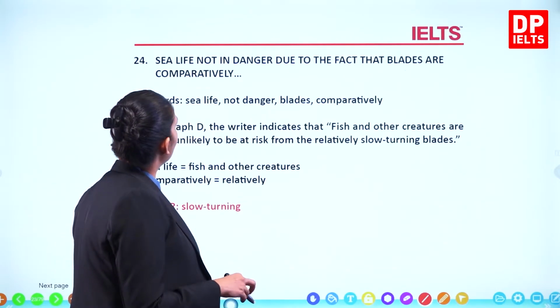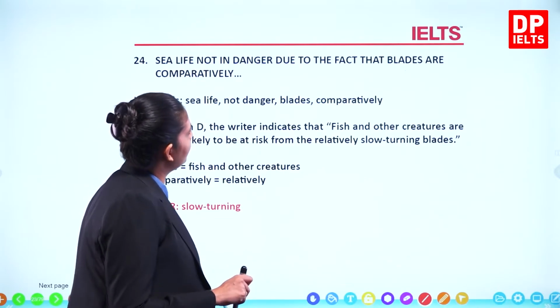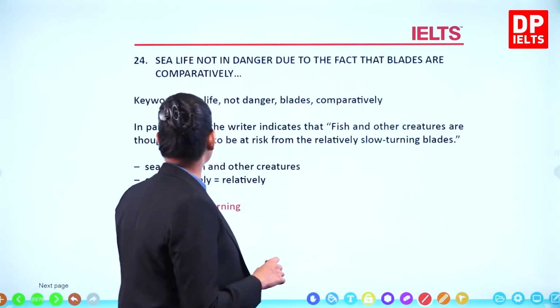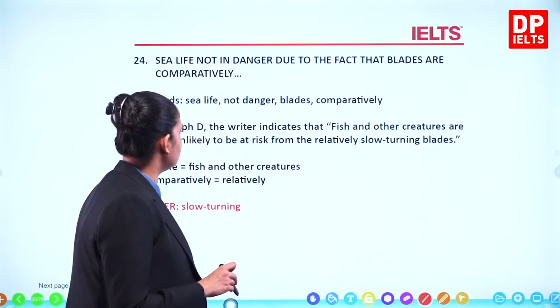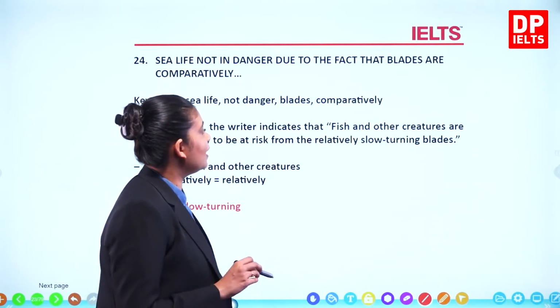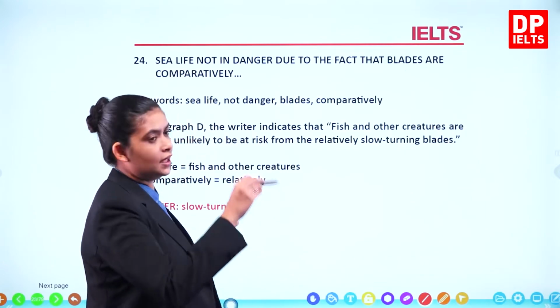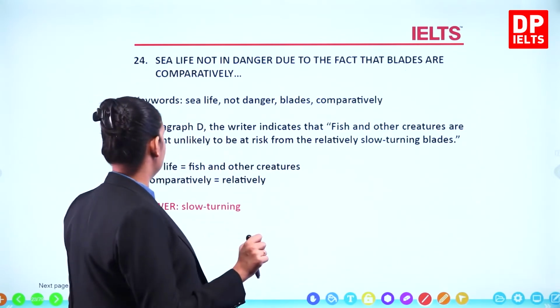24, sea life not in danger due to the fact that blades are comparatively what? Okay, go to para D. The writer says fish and other creatures are thought unlikely to be at risk from the relatively slow turning blades. So they are comparatively slow turning. Okay.